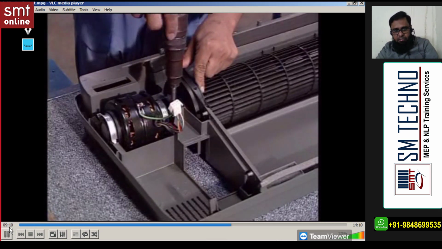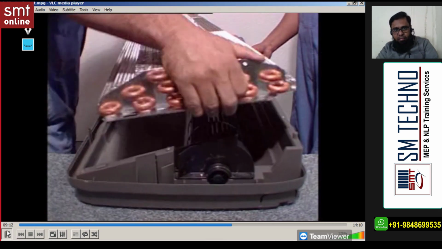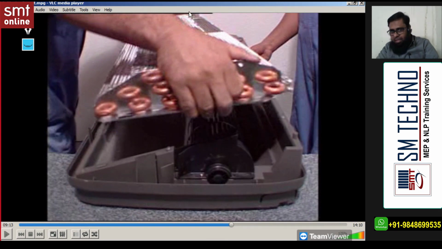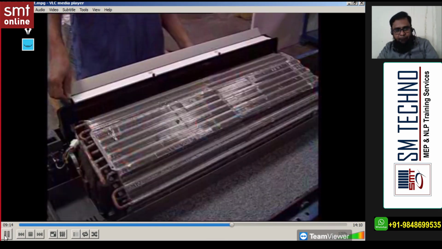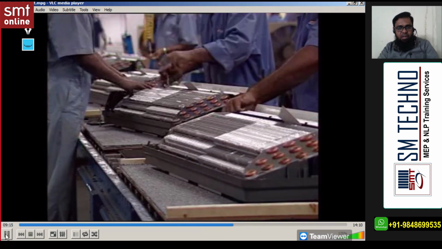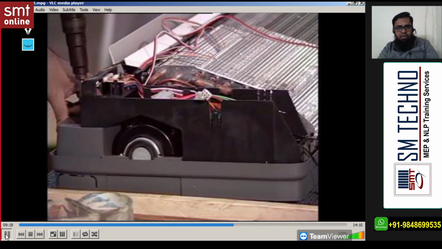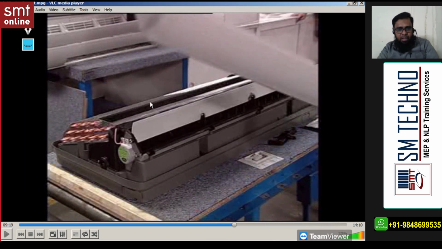Next, the evaporator coil. This is the evaporator coil, and somewhere on that side you'll find the expansion device also. Electrical control box, wiring harness, functional testing. And you see in this evaporator coil, in between you'll find the sensor also, the return temperature sensor.